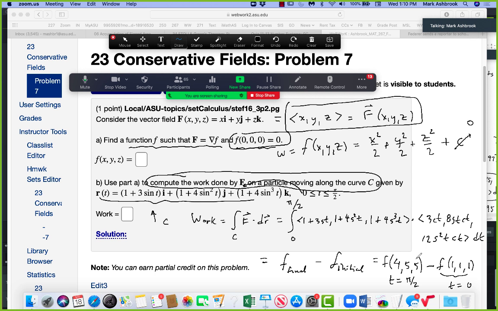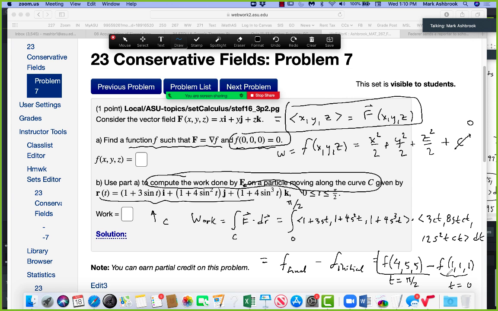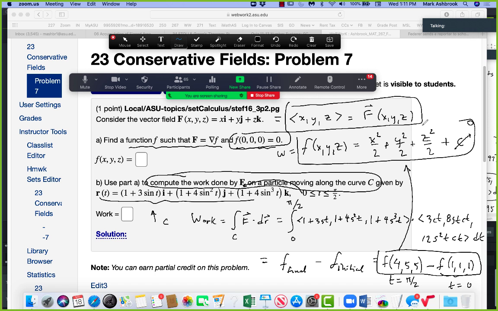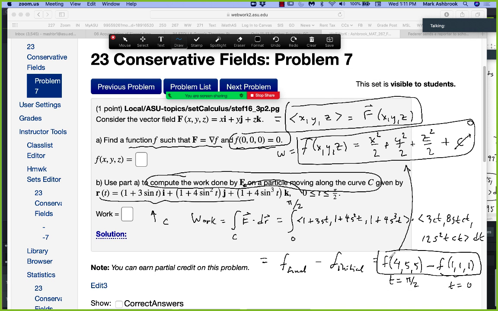And so now we're evaluating this in our potential function that we found, right? So we're going to evaluate 4, 5, 5 using the potential function, evaluate 1, 1, 1 using the potential function, and subtract. And that's the fundamental theorem of line integrals. And that will be the same as the work that you get from doing the line integral directly.